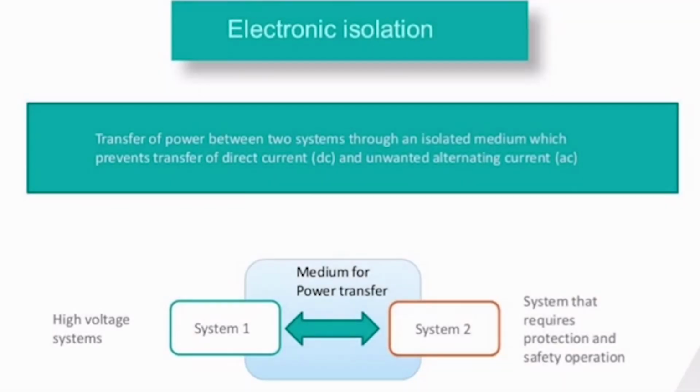Isolation in power electronics is the exchange of power between two systems through an insulated medium, which prevents alternating current, noise, and direct current from being in physical contact between the two systems. Now, consider a system with high voltage and another system that requires safety and protection. For isolation, the two systems have to be separated through an air-gap medium that can communicate with each other and can exchange power without direct contact.